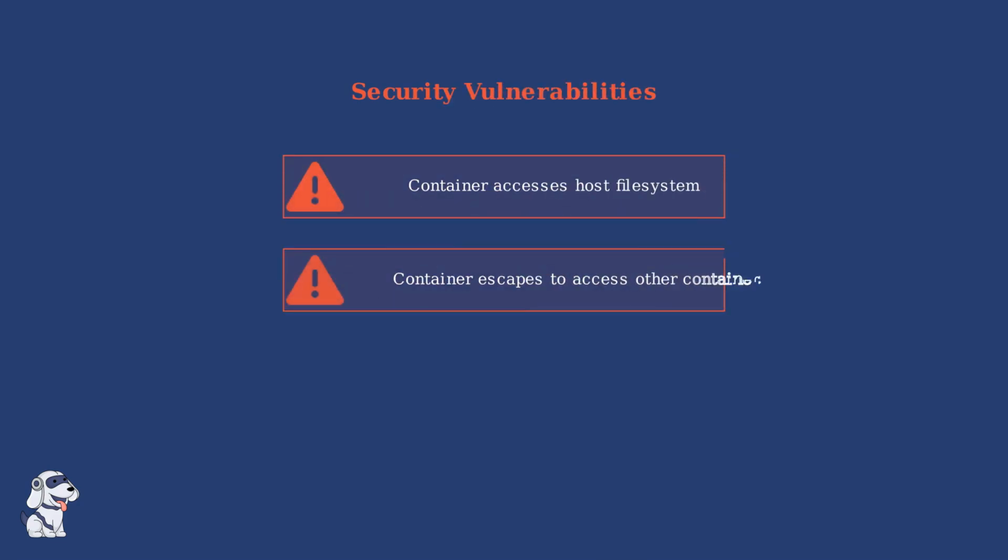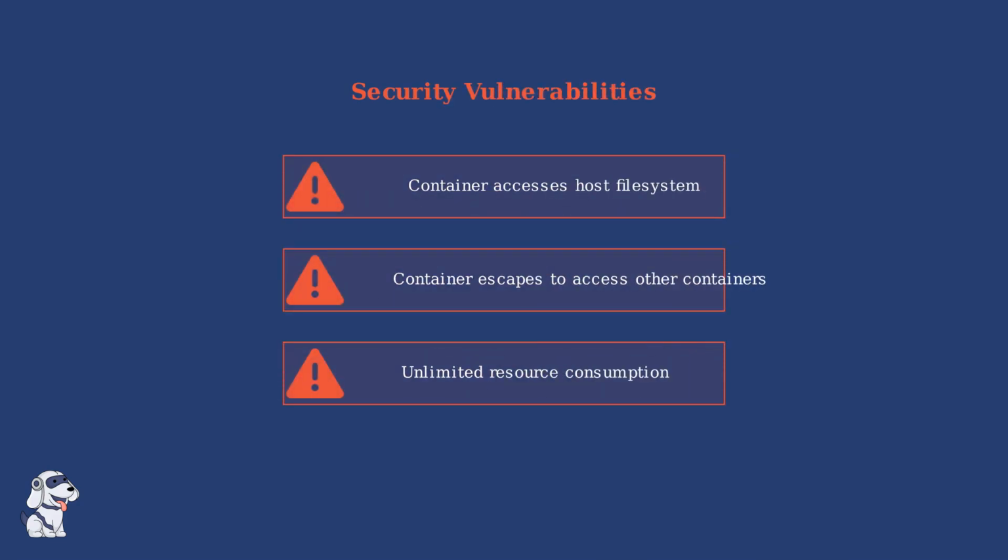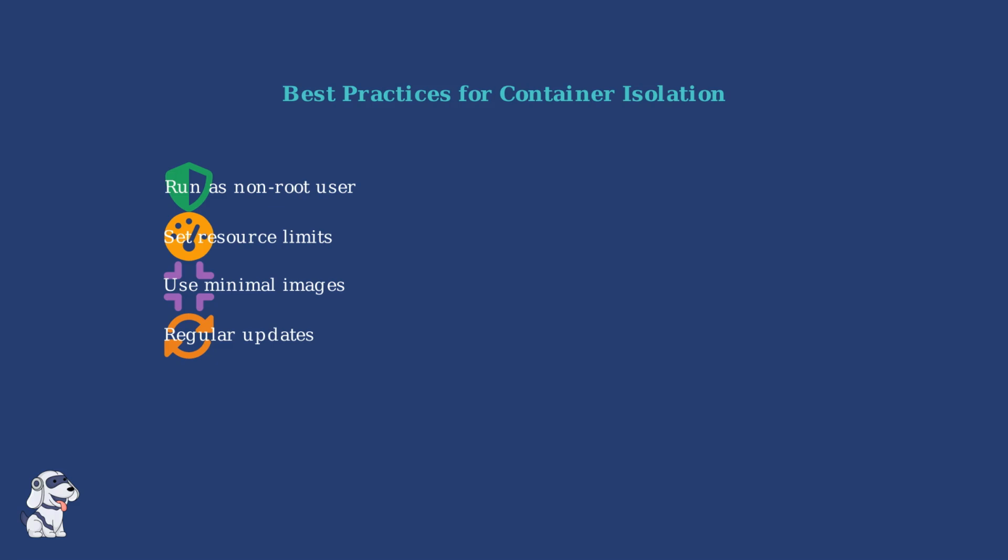When container isolation fails, serious security vulnerabilities emerge. Containers might access the host file system, escape to other containers, or consume unlimited system resources, potentially compromising the entire system. To maintain strong container isolation, follow these key practices. Run containers as non-root users, implement proper resource limits, keep container images minimal, and regularly update your container runtime and kernel.